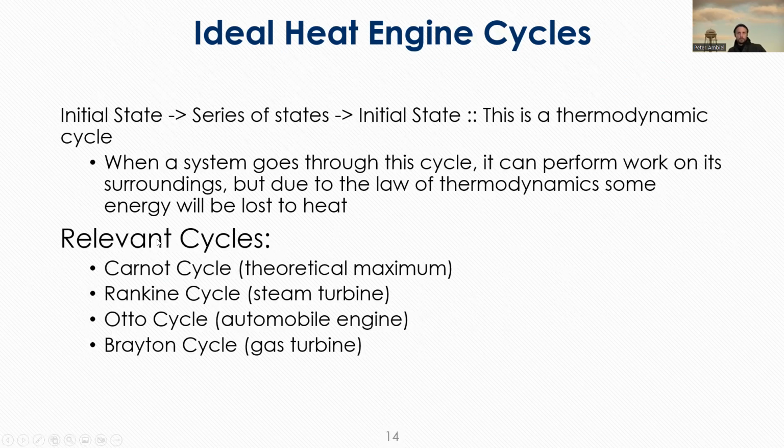So the theoretical maximum energy that you could get is known as a Carnot cycle, and we'll look at that in just a second. This is a theoretical type of system that you can't actually make. But then we will look at some of these other cycles, Rankine and Brayton cycles, to get a sense of what these look like in reality.